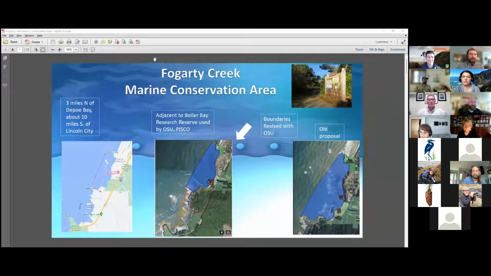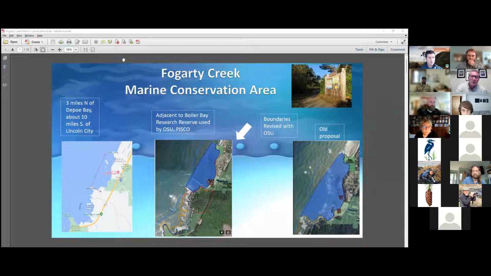What I plan to do is go through a series of slides, first to remind us what the proposal was, and also to highlight a few changes within the proposal, but then at the very end to also respond more specifically to the evaluation criteria. So to start out with, we're at Fogarty Creek Marine Conservation Area.